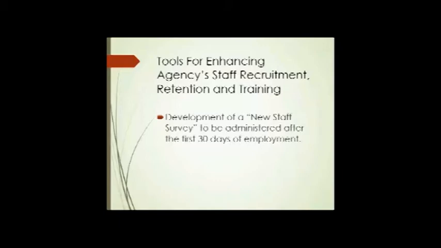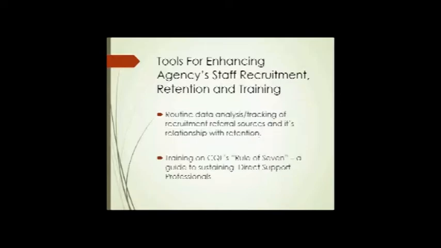Also, development of a new staff survey to be administered after the first 30 days of employment. The questions should focus in part on how closely the new employees' experiences in the first 30 days match their expectations. This was recommended by the University of Minnesota's Research and Training Center on Community Living as one effective way to really make your recruitment and retention more effective. Also, routinely tracking the data, recruitment referral sources and its relationship with retention.